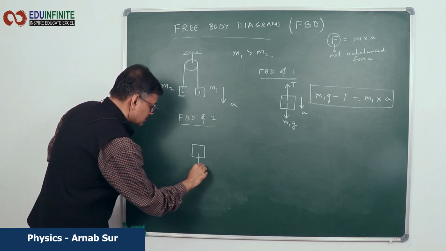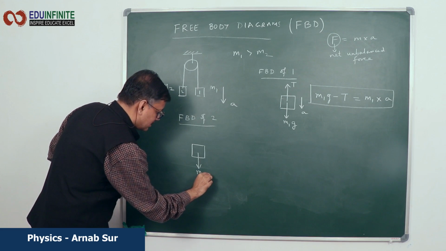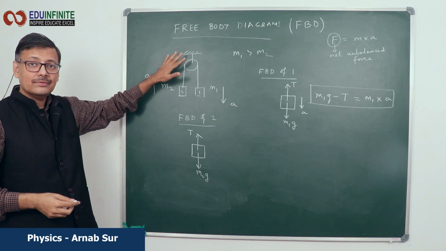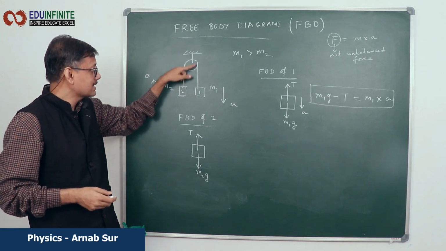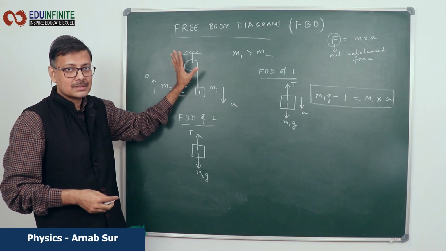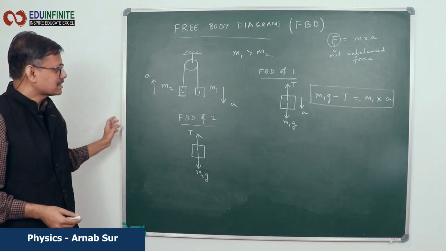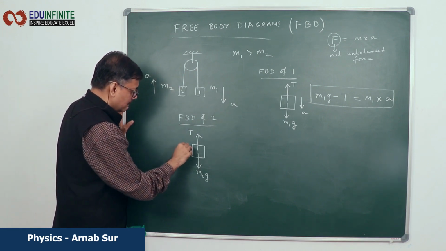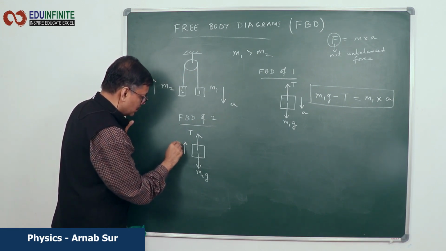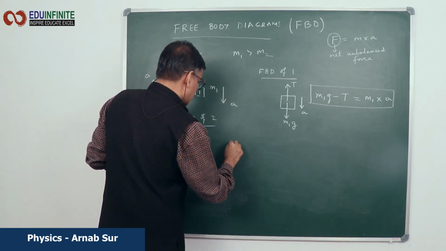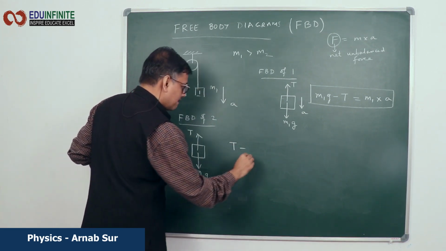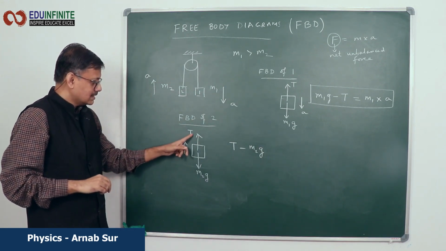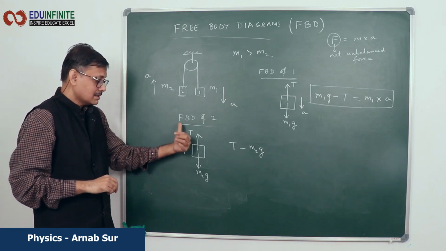what are the forces acting? Two forces are acting. One will be the weight M2G, another will be the tension. Here we are assuming that the string is inextensible, the pulley is massless, and there is no friction anywhere. So those are the assumptions that we are taking. Because the rope is massless, the tension will be the same, and the acceleration here will be in the upward direction. So here if we write the equation, it will be T minus M2G.